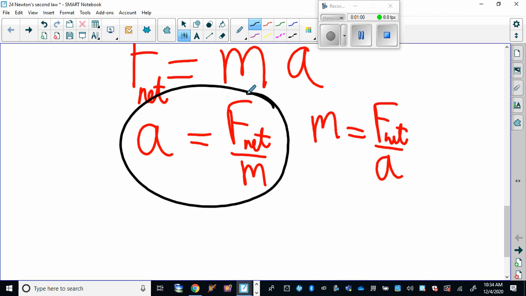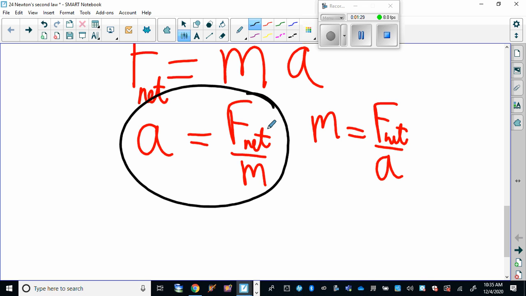Now, why does that one appear on your formula sheet? This is a good formula because it shows you the relationship between mass and acceleration and net force and acceleration. And what it shows you is that the acceleration is directly proportional to the net force, and acceleration is inversely proportional to the mass. And these are terms we're going to use with increasing regularity in physics. Directly proportional to, inversely proportional to.